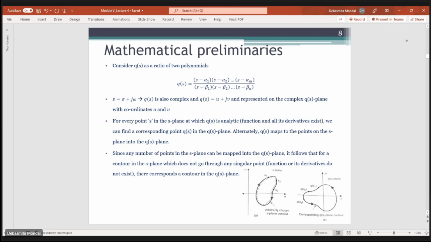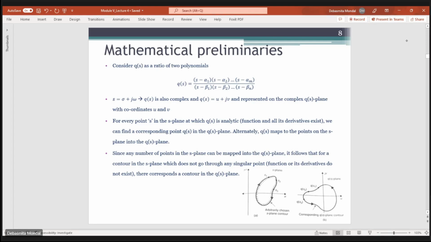S is a complex quantity. So that means if you substitute S with this complex number and do the rationalization, you will find that QS is obviously going to be another complex quantity. Let us say that we describe QS equals U plus JV, and we will be plotting the value of QS in the complex QS plane, wherein the x-axis will be U and the y-axis will be V.